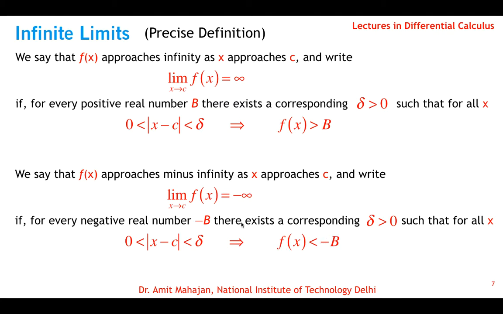Okay, so you choose any negative real number, the function grows in the negative direction much bigger than this negative number, where for all x in this delta interval. Okay, so if this is true, then we say that limit x tends to c f(x) is minus infinity.